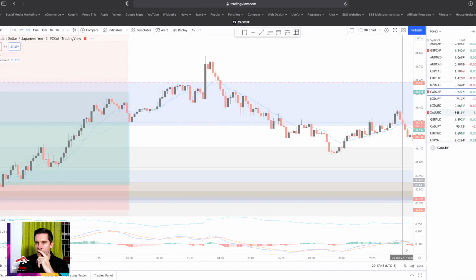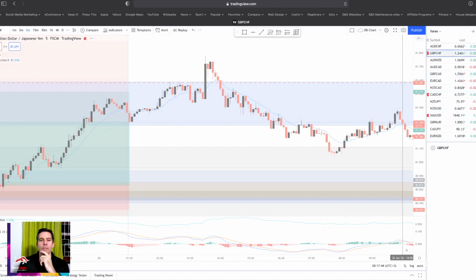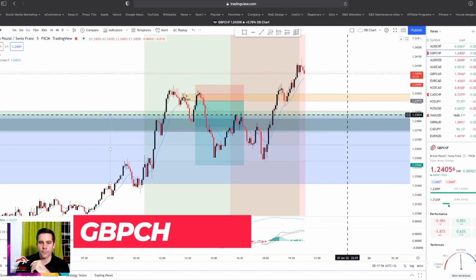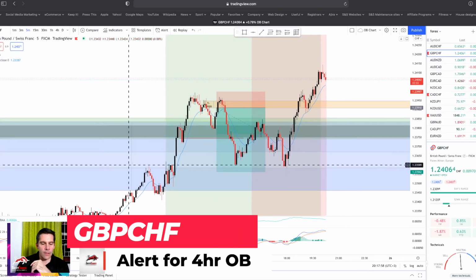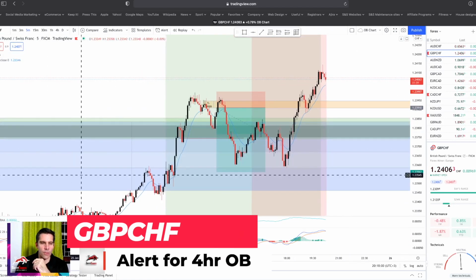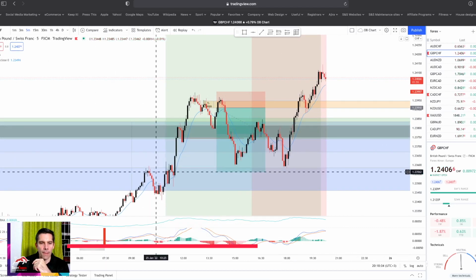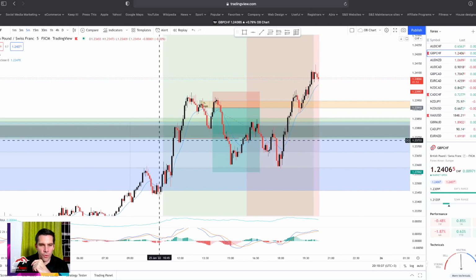And then today, which one was it? It was GBP CHF. It was this one here. Okay, yeah, here we go, guys. So this is what I was saying. This here, the blue was the 4 hour. It pushed through my first.